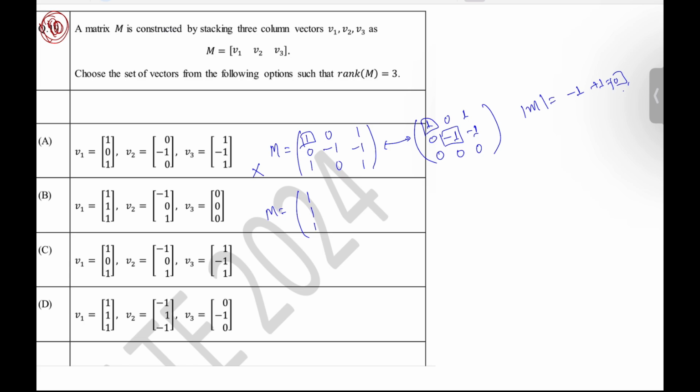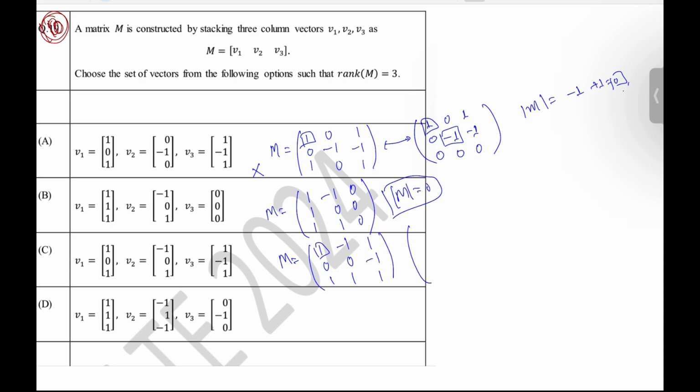So 1 1 1 and minus 1 0 1 and 0 0 0. Definitely, 100% sure, we will get the determinant of M equal to 0, because we have a complete column with 0 components. We can check this third one: 1 0 1, minus 1 0 and 1, and 1 minus 1 and 1, right? We can proceed with the elimination.